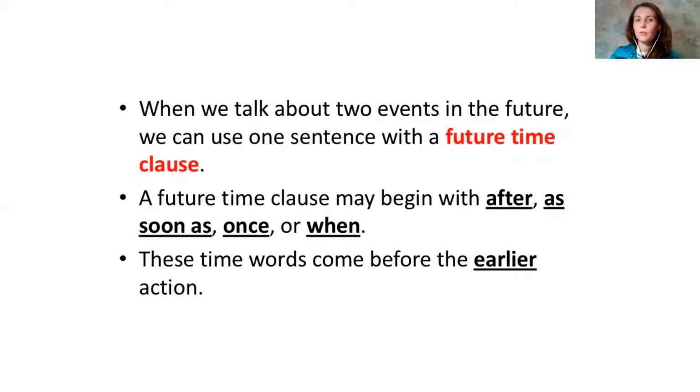When we talk about two events in the future, we can use one sentence with a future time clause. A future time clause may begin with after, as soon as, once, when, and these time words come before the earlier action. That's exactly what is written here.